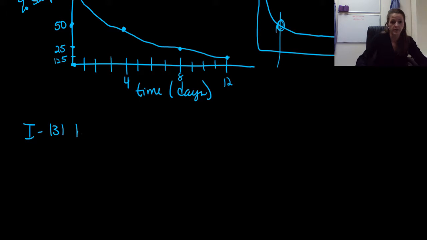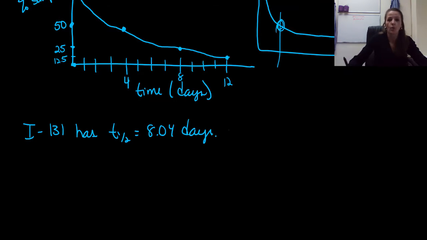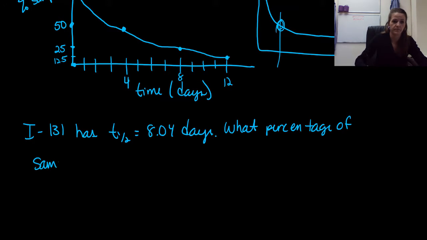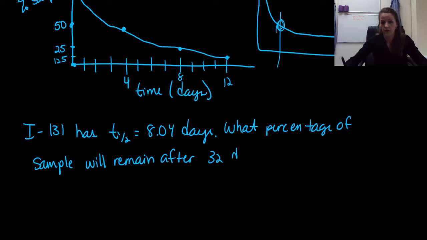Iodine-131 has a half-life equal to 8.04 days, okay? What percentage of sample will remain after 32 days? Okay, what percentage of sample, assuming we're starting with 100%, will remain after 32 days? Go. All right, did you get an answer?